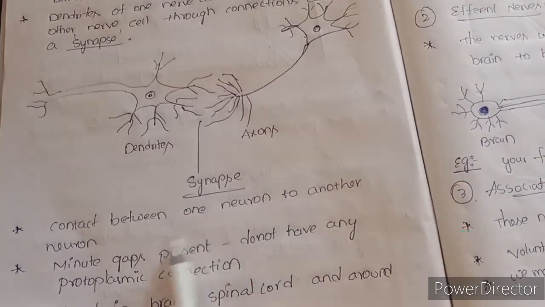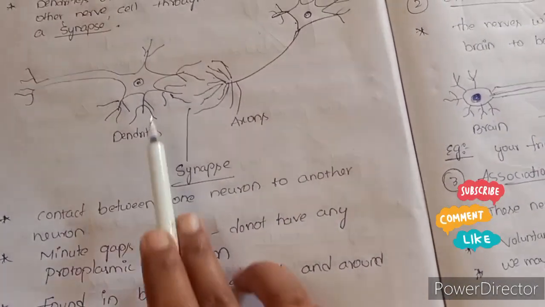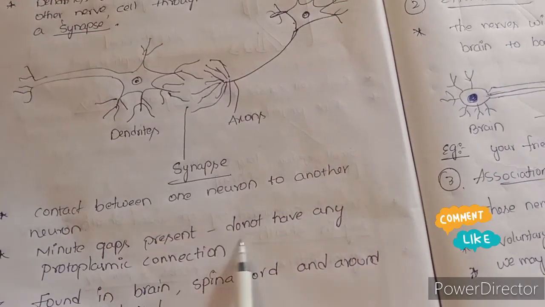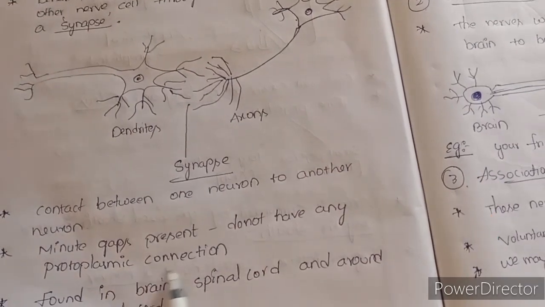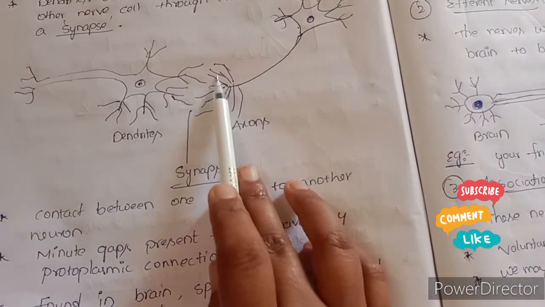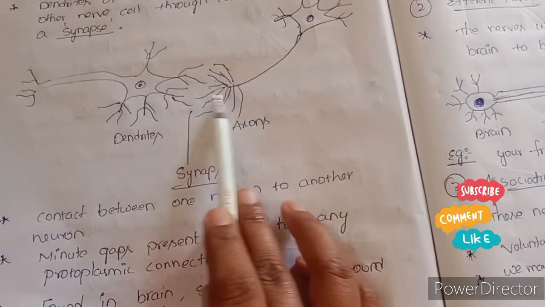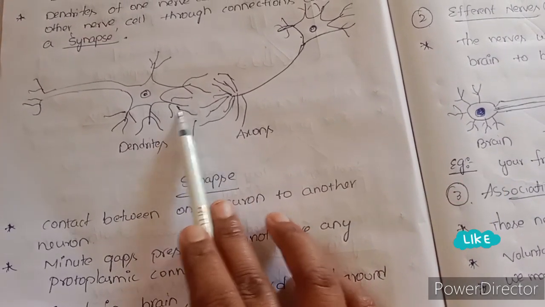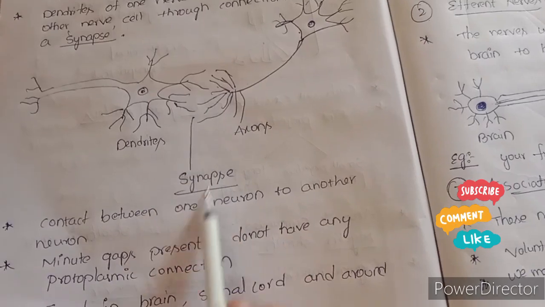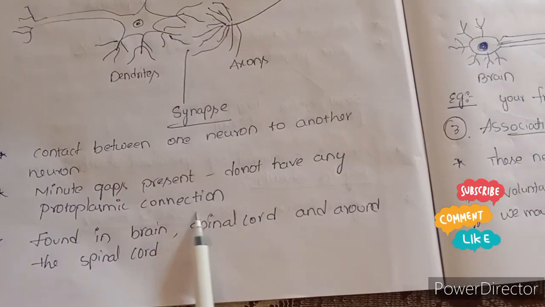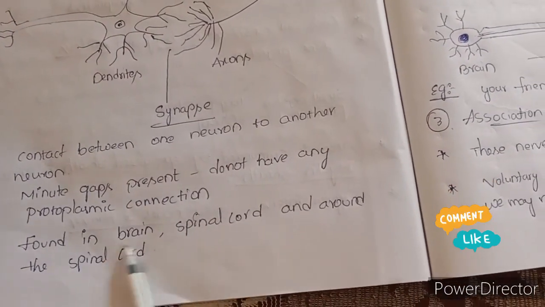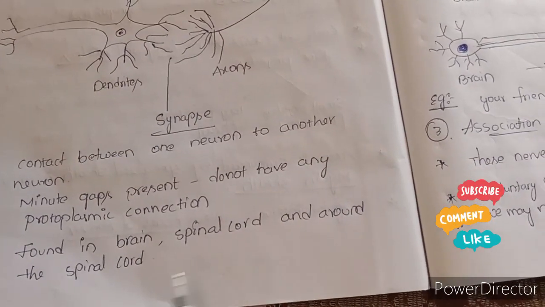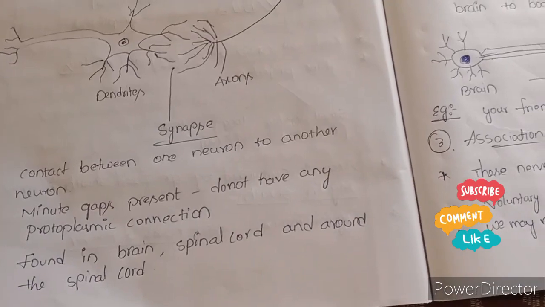It is the contact between one neuron and another neuron. Minute gaps are present, and there is no protoplasmic connection. It is called a synapse. We find these synapses in the brain, the spinal cord and around the spinal cord also.